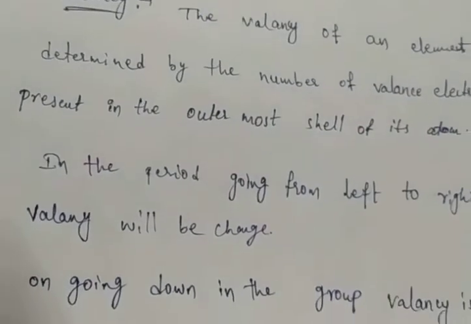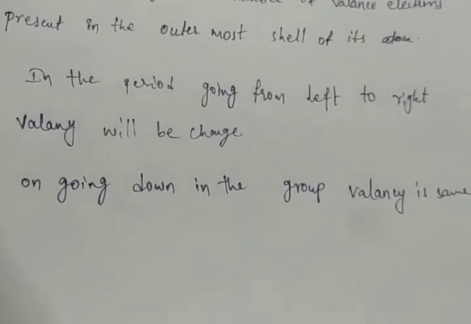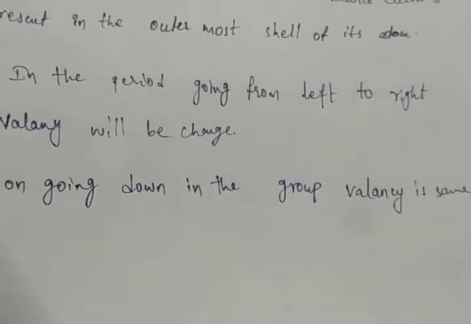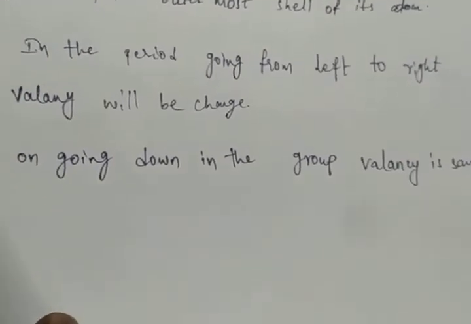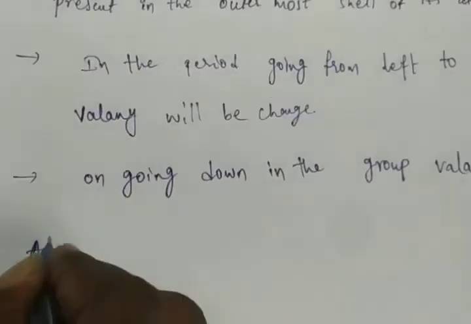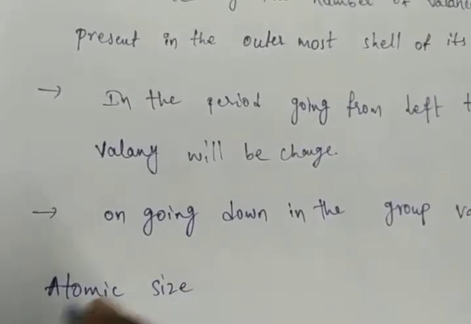Okay, on going down in the group, valency is the same, it does not change. Okay, this is about the valency. And the next trend in the modern periodic table is atomic size. Next one is atomic size.